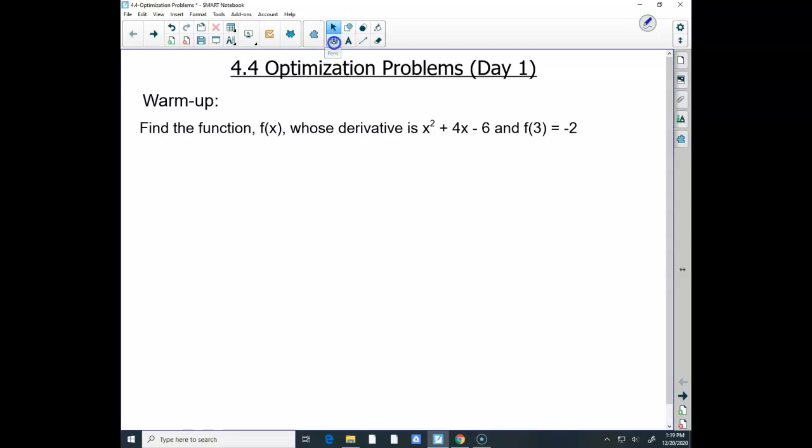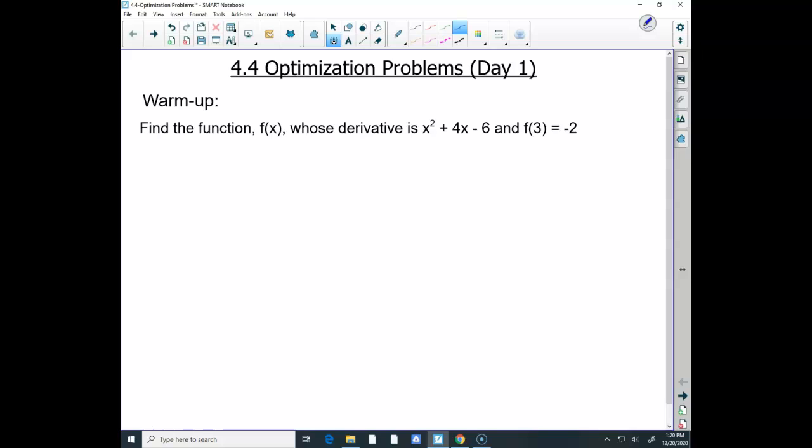Okay, good morning, guys. Today we're going to be starting our last section before our test. Our test this year is going to be after Christmas break, unfortunately, very shortly after we get back. However, we're going to be talking about optimization problems. But before we do that, let's get the juices flowing here.